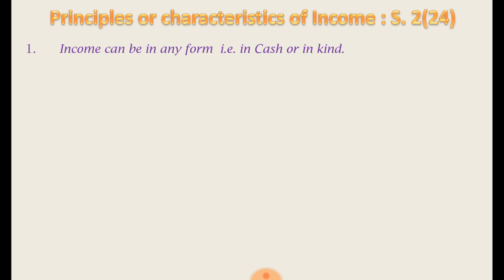On the basis of that definition, there are some characteristics, or some principles of income. The first principle is that income can be in any form. You can receive income in the form of cash, or it can be in the form of kind. It is not necessary that you always receive income in the form of money, notes, or currency. Then the second principle is that income will also include illegal income.